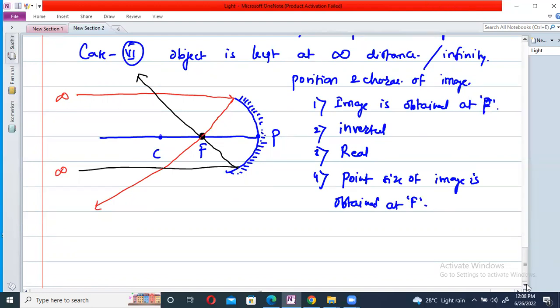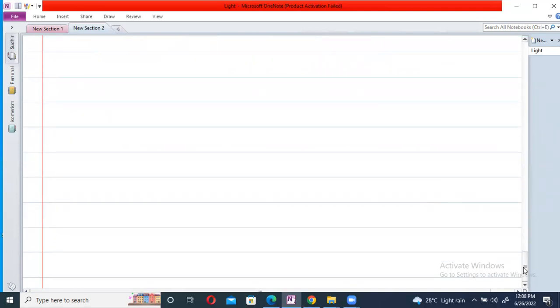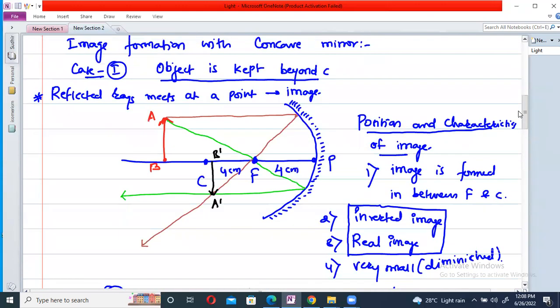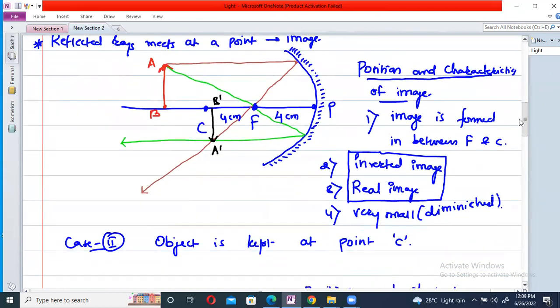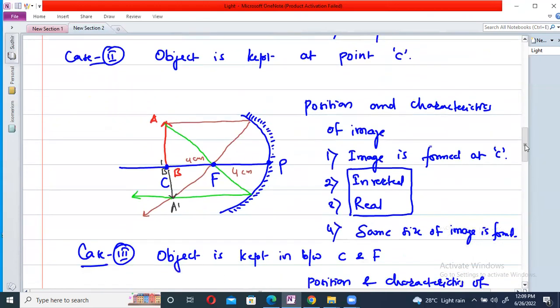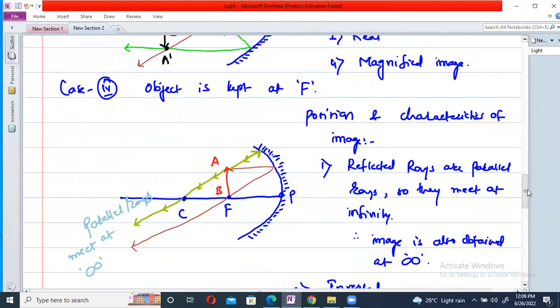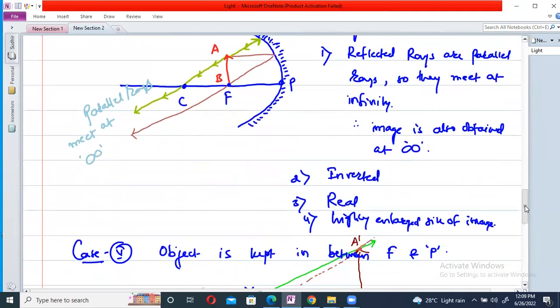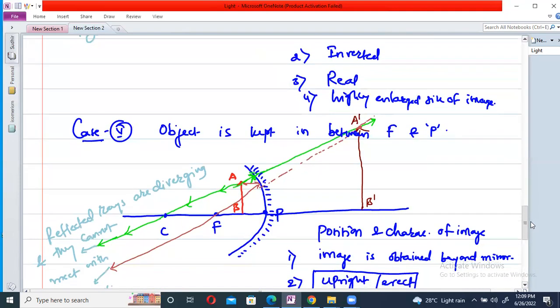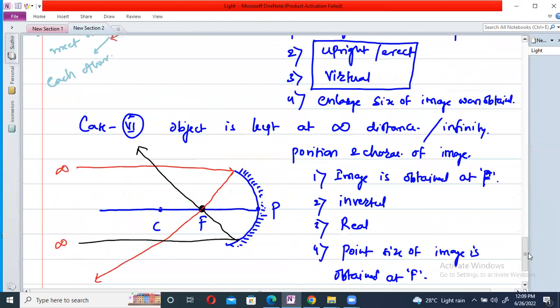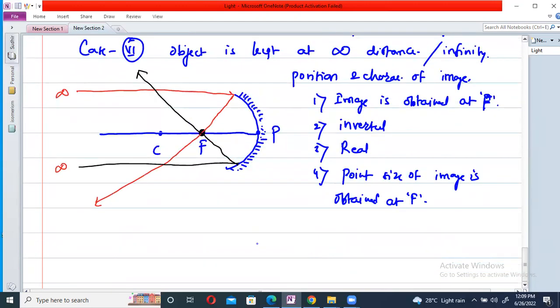So overall, what we learn here: when the object is kept beyond C, the image is inverted, real, very small. At C, inverted, real, same size. In between C to F, inverted, real, magnified. At F, inverted, real, highly enlarged. In between F to P, it is upright, erect, and virtual. And at infinite distance, inverted, real, and a point size of image is obtained. So this is the formation of image with the help of a concave mirror we have seen.